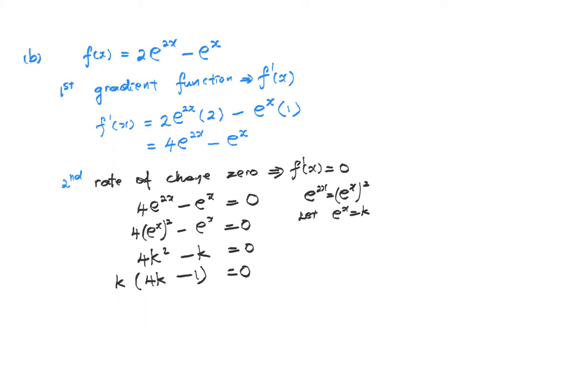So k is e^x, correct? So e^x = 0, or 4e^x - 1 = 0. So e^x = 0, there is no solution, correct? We say e^x is always greater than 0. Am I going too fast? Okay, so my e^x will be equal to 1/4.